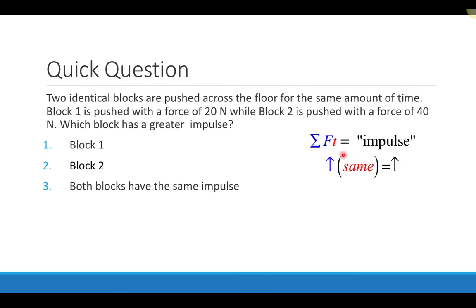So we know that impulse is force times time. We know that they both have the same amount of time, so the t here is the same for both. So whichever object experiences a greater net force will also have a greater impulse, and block 2 has a greater force applied, same time interval, so it will experience a greater impulse.